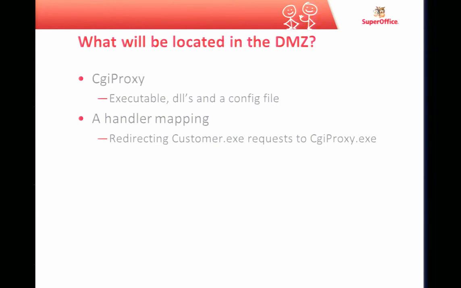And then you will need some kind of handler mapping to just tell the user, okay, if you're trying to request customer.exe or SPM.exe or the other EXEs that we have inside customer service, you have to map it to the correct EXE file in your DMZ, which in this case is the CGI proxy exe.